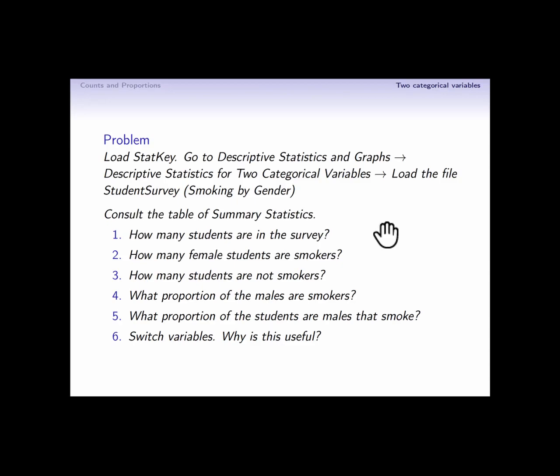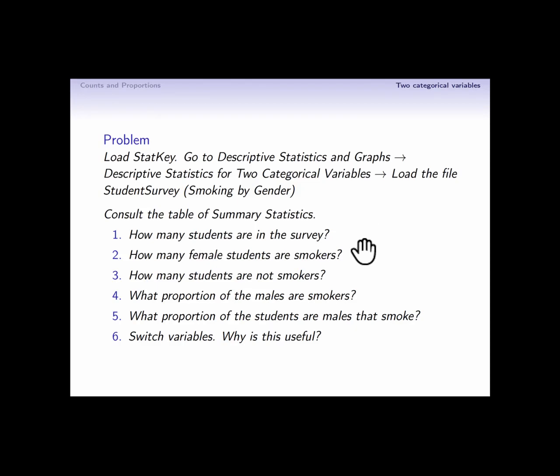In this case, each student in the survey was asked 2 different questions. We were trying to seek answers to 2 different attributes. Do you smoke, yes or no? And what is your gender, male or female? What we have to imagine is that the data set looks like a spreadsheet where every row is a student, and there are 2 columns. The first column answers the question about smoking, and the second answers the question about your gender. Let's go to StatKey and load that file in.